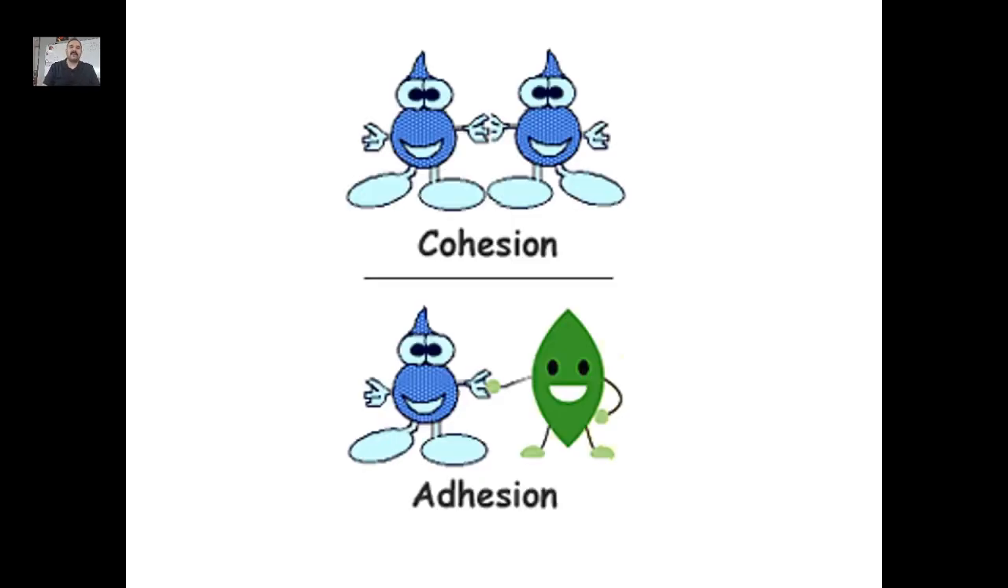All right, so here's an illustration to help you guys out with cohesion versus adhesion. So when water travels through a leaf, that's going to be adhesion. When water is bonded to another water molecule, that is cohesion. Feel free to draw this if you find it helpful.